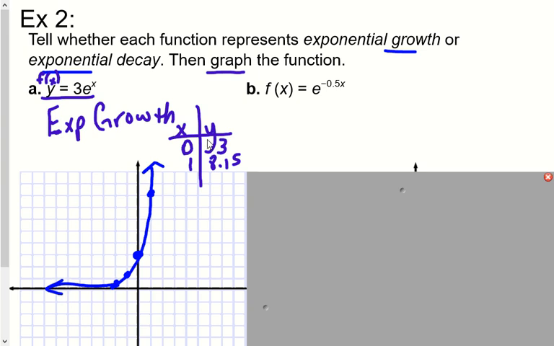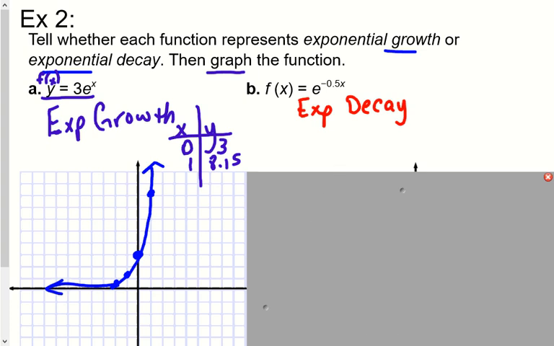Make sure you draw some type of table, even if it's just a couple of points, as well as drawing your graph on graph paper. Now then, looking at B, f of x equals e to the negative 0.5x. Looking to see if it's growth or decay. It's positive out front, but my exponent here is negative, so that's going to tell me that I have exponential decay.